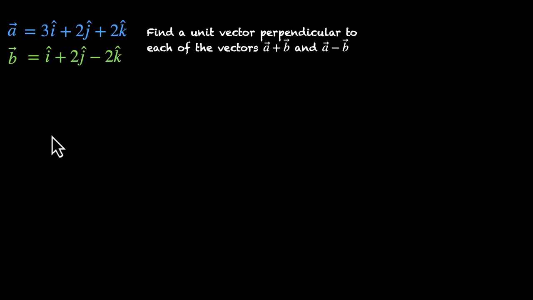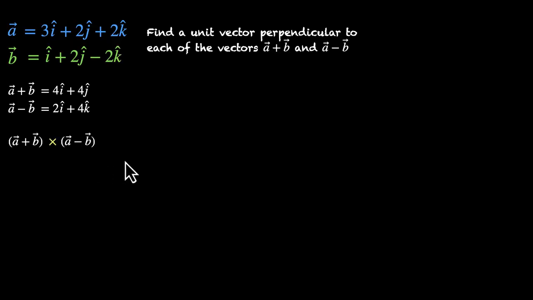Okay, let's find the sum and difference first. So a plus b is 4i cap plus 4j cap. The k cancels out. a minus b is 2i cap, the j cancels out, plus 4k cap. So we have a plus b and a minus b. Let's take the cross product, a plus b cross a minus b. That's the determinant of i, j, k, 4, 4, 0. And then we have to be careful. We have 2, 0 and 4. The component of j is 0 here. So 4, 4, 0, 2, 0, 4. Let's expand.